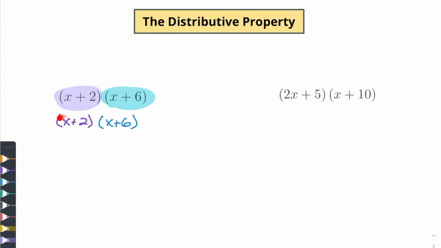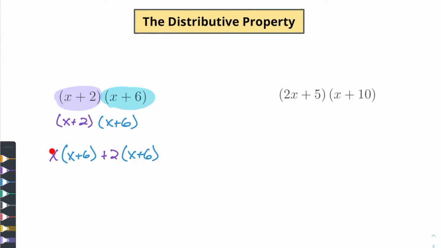The first thing I'm going to do is take the purple x and multiply it across everything in the blue. So I'm going to have x times x plus 6. And then I'm going to take this positive 2 and also multiply that across x plus 6. This is the distributive property. We're taking one thing and making sure everything in one set of parentheses multiplies into everything in the other set of parentheses.